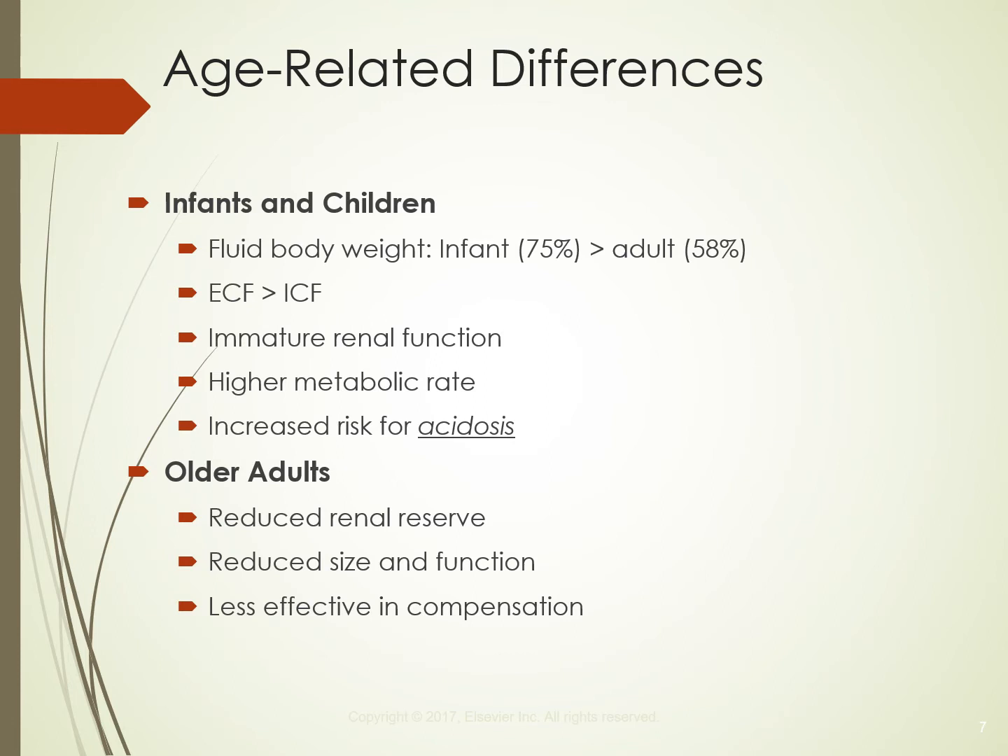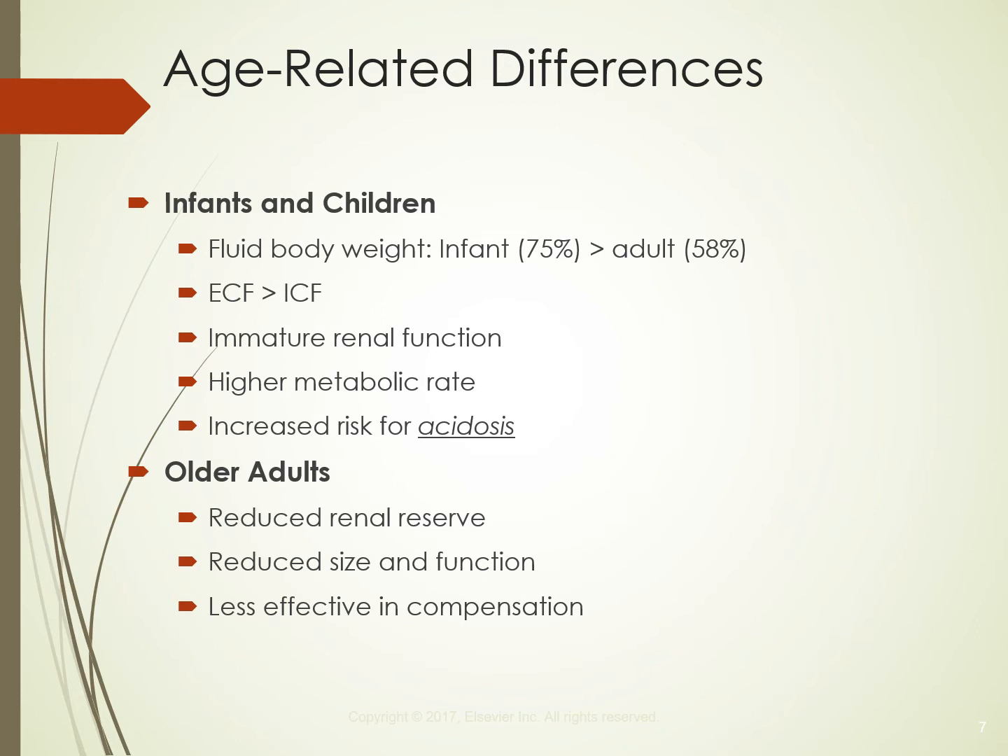In addition, an infant's metabolic rate is twice that of an adult, and the fluid exchange ratio is far greater than that of an adult. These differences place infants more at risk for acidosis, as well as fluid and electrolyte imbalances, compared to older children and adults. Older adults have a reduced size of the kidneys, and function of the kidneys is decreased, which plays a critical role in maintaining acid-base balance.